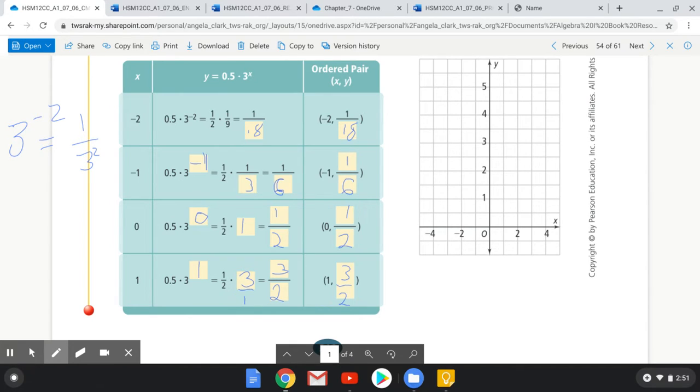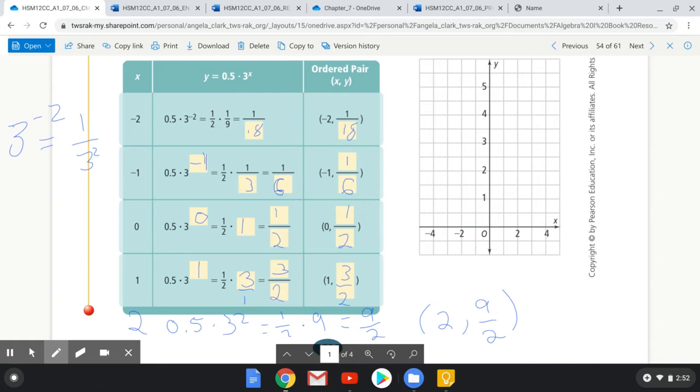And then I'm going to add 2. So x is 2. So we have 0.5 times 3 squared, which is 1/2 times 9, which is 9/2. So our point is going to be 2, 9/2. All right. When you're graphing fractions, it's easiest to get them as a decimal in order to graph them.